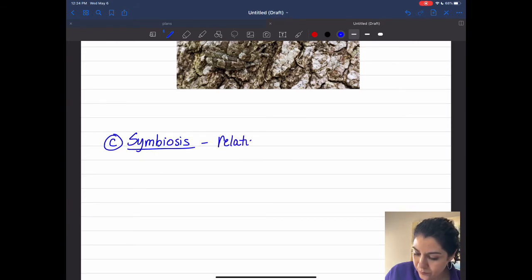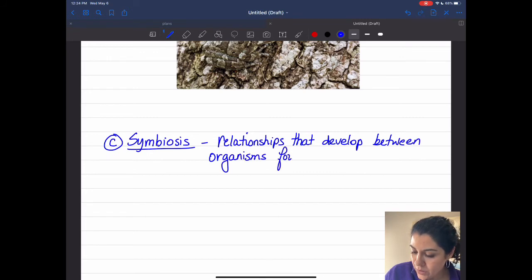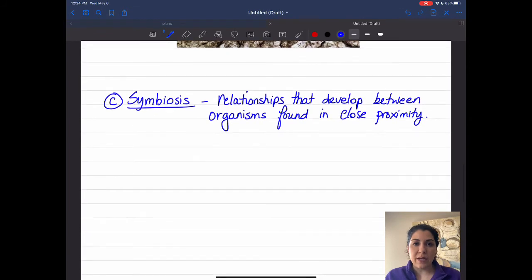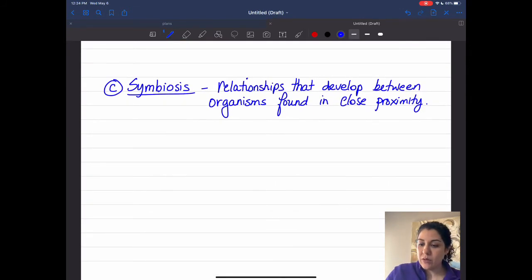Relationships that develop between organisms found in close proximity. So because they live so closely together in their environment, they develop a relationship. And there are 3 different kinds of relationships that you can have. There's mutualism, there's commensalism, and there is parasitism.